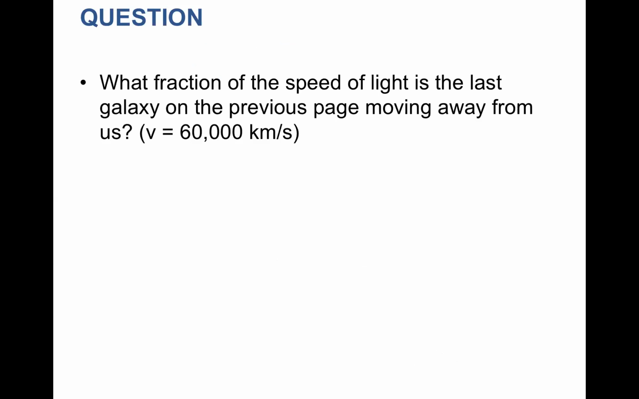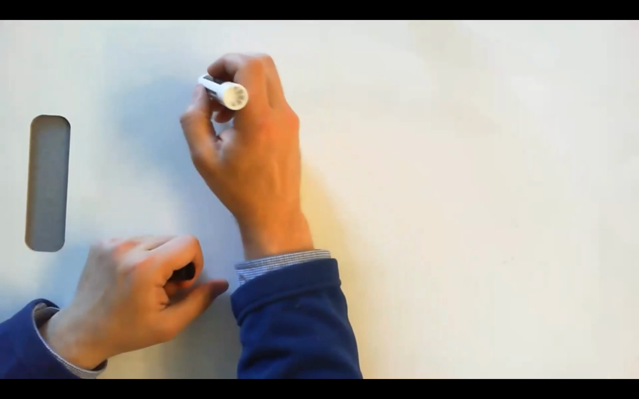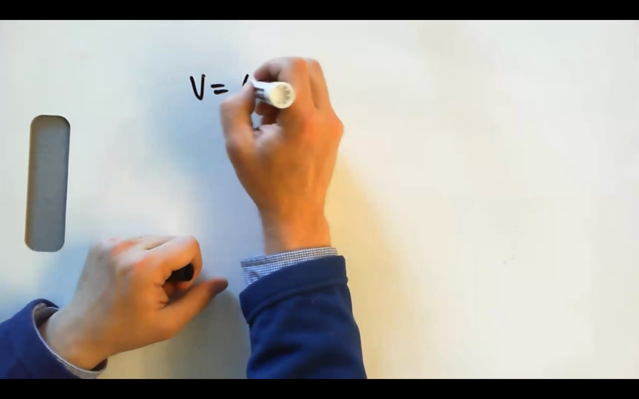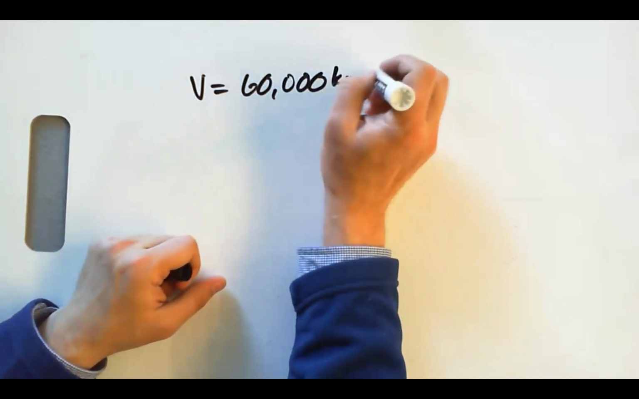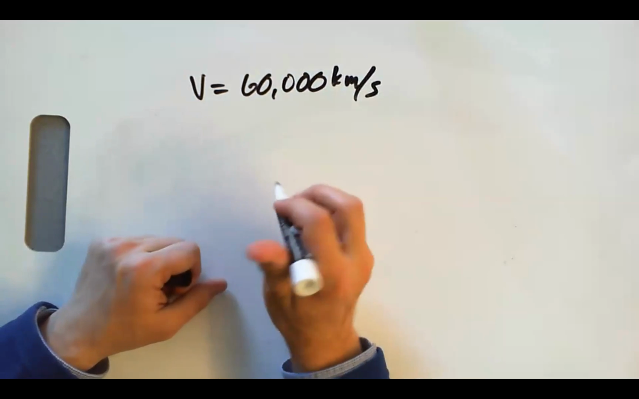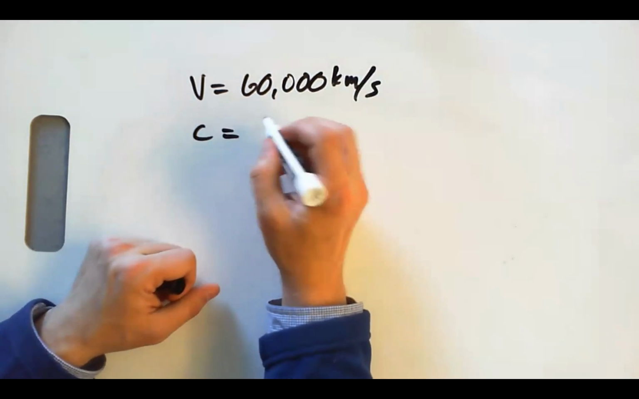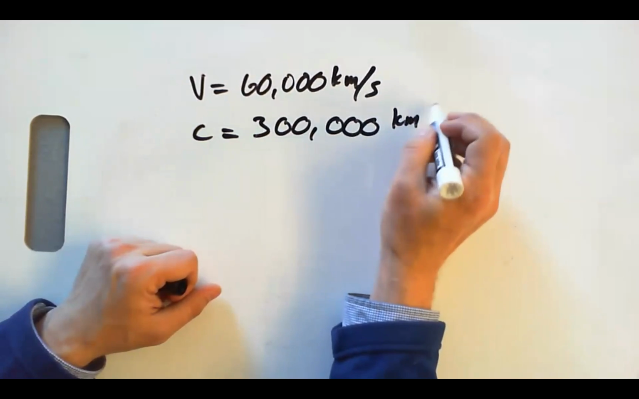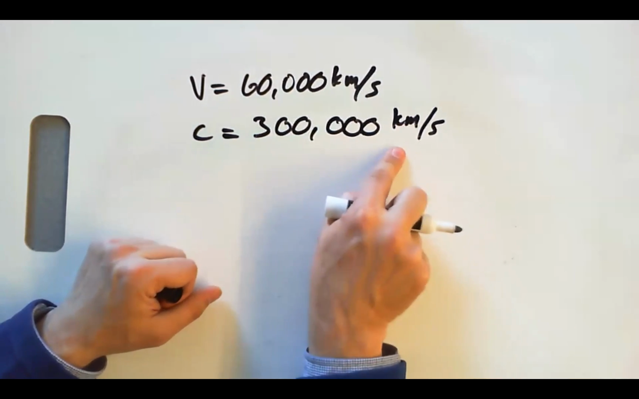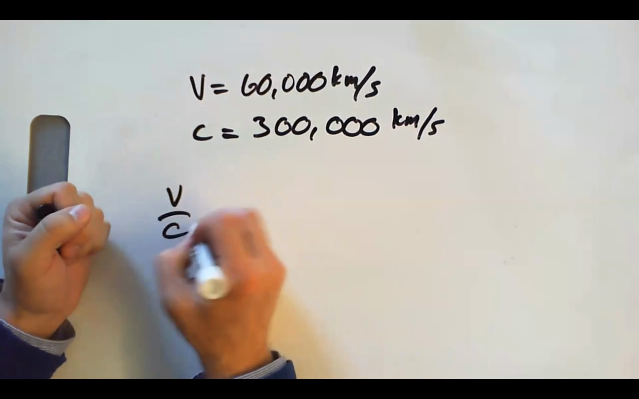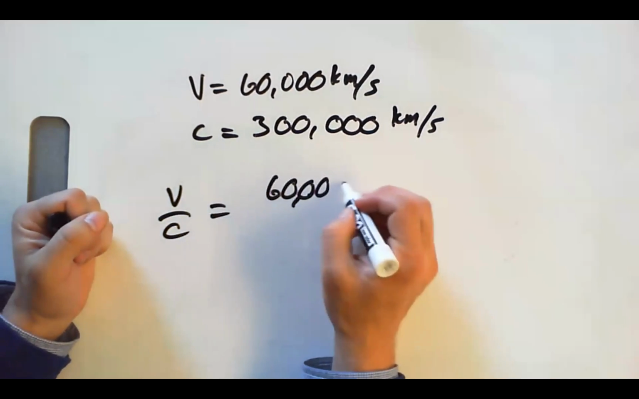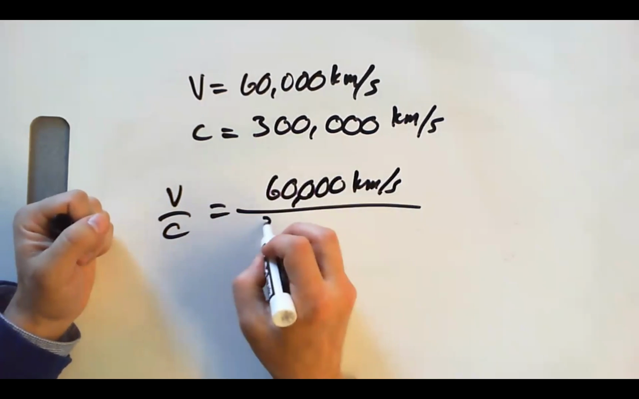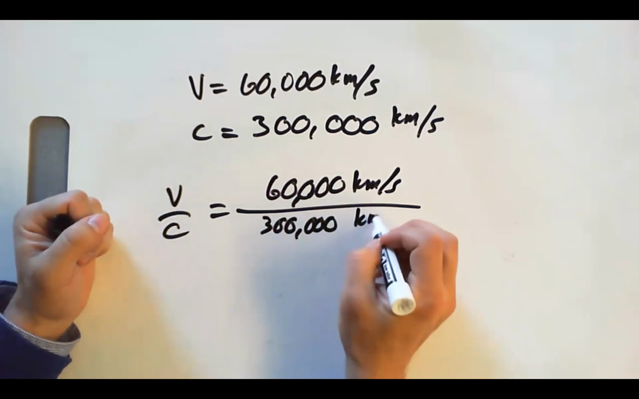What is the fraction of the speed of light? Let's quickly take a look and do that problem together. So the galaxy has a velocity of 60,000 kilometers per second. Do you remember what the speed of light is in kilometers per second? You can look it up, but it is 3 times 10 to the 5 kilometers per second, or 300,000 kilometers per second. Remember, it's 3 times 10 to the 8 meters per second, 3 times 10 to the 5 kilometers per second. So fraction of the speed of light, that's just v over c. That's 60,000 kilometers per second divided by 300,000 kilometers per second.